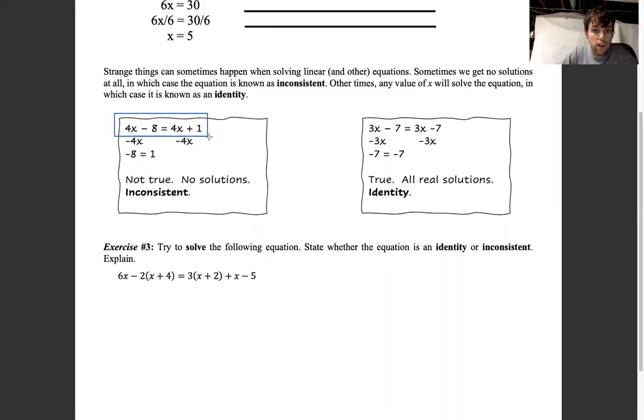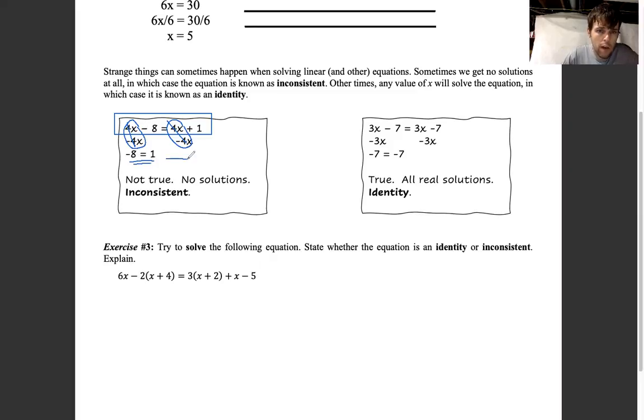So this equation right here is considered inconsistent. Let's take a look at what's happening when we solve it. The first step is to subtract 4x from both sides. That makes a 0 pair here, which goes away. But it also makes a 0 pair over here, which actually just gets rid of all the x terms altogether. And that leaves us with this statement, negative 8 is equal to positive 1.